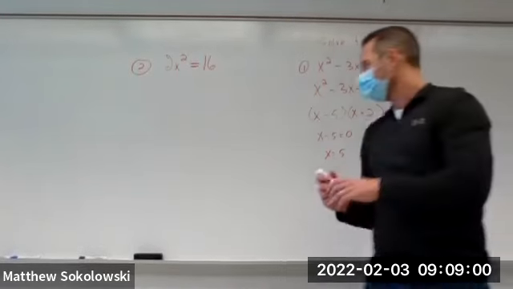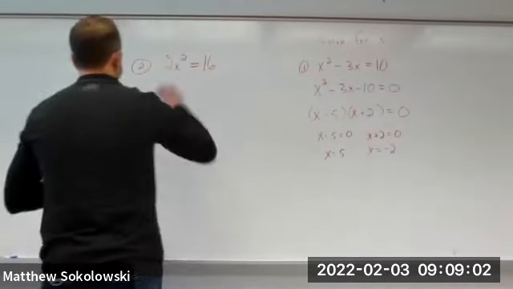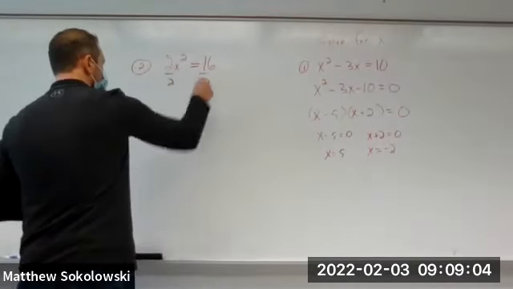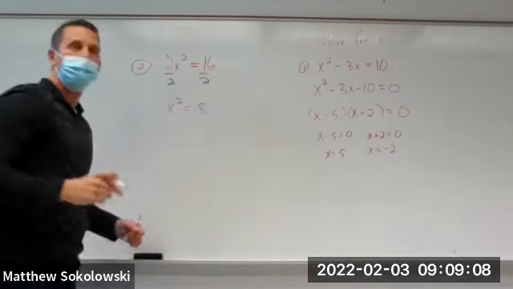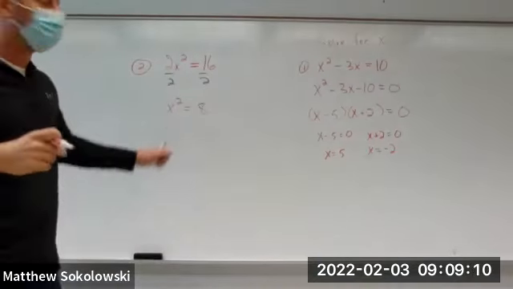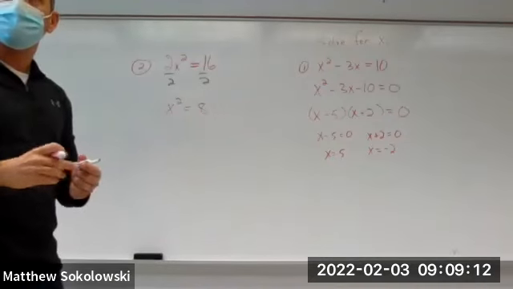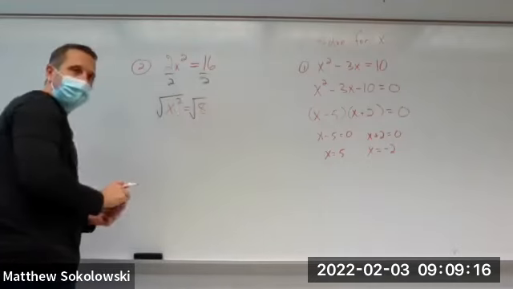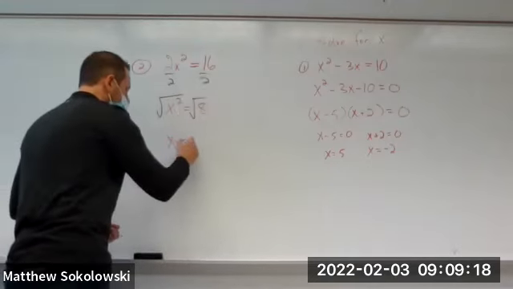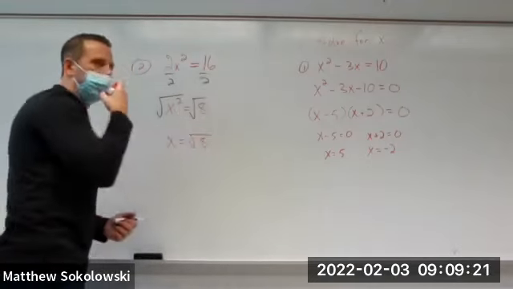Okay, right. So the first step, divide both sides by 2. We get x squared equals 8. Now, inverse operation of x squared is square root both sides. We get x equals the square root of 8.